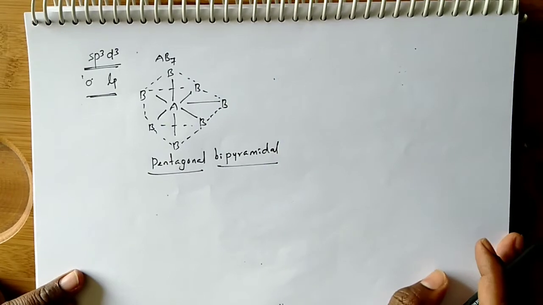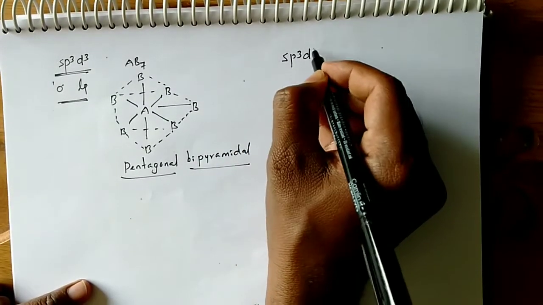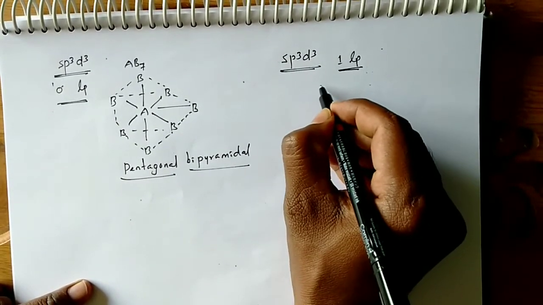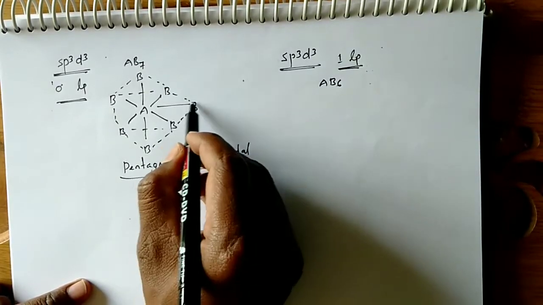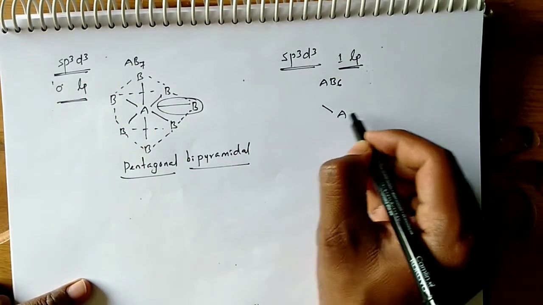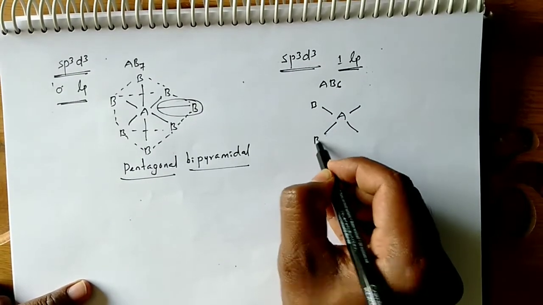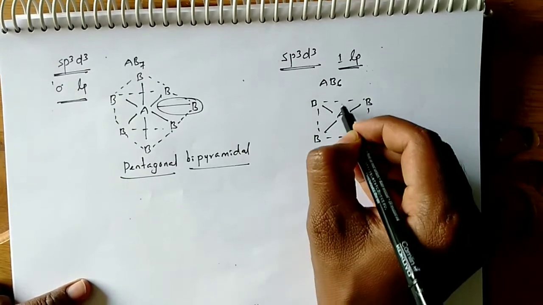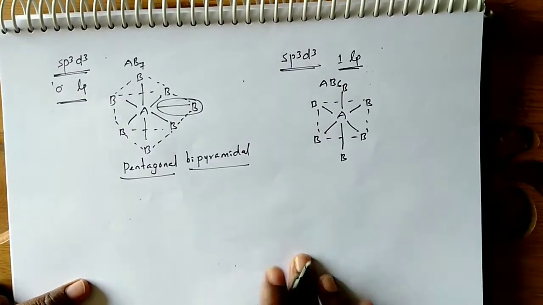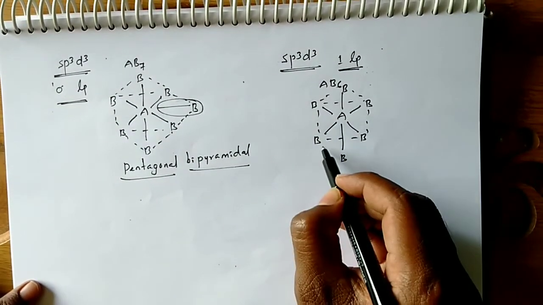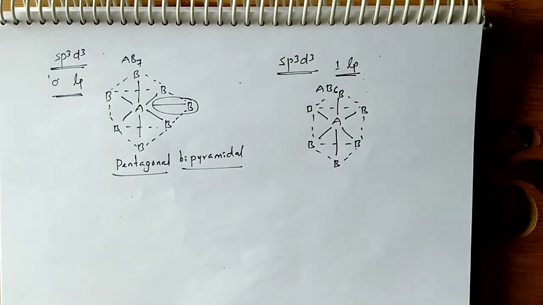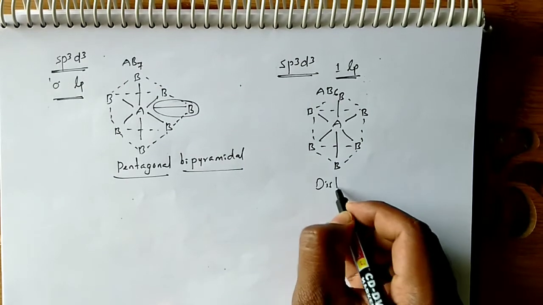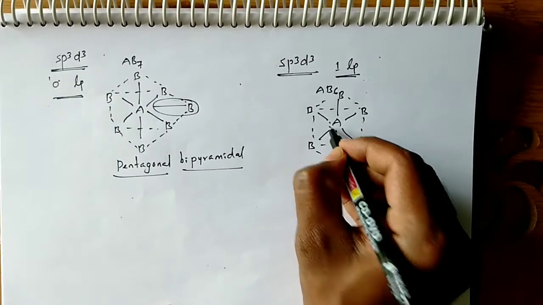Pentagonal bipyramidal. If sp3d3 with one lone pair, it is AB6. I am removing this bond. After removal of that bond, this structure looks like octahedral, right? Actually it is like octahedral, which we have just seen in the sp3d2 hybridization, but some distortion will be there. It's not exactly octahedral. This is distorted octahedral.